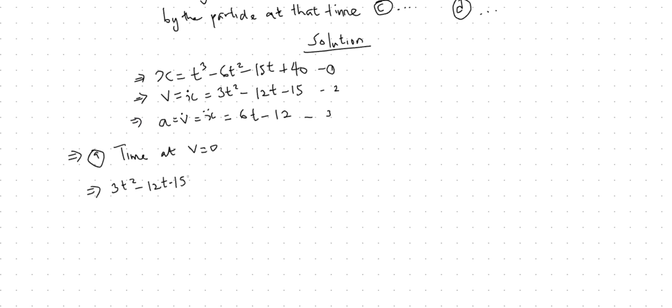Okay, because this is a quadratic equation, solving, I'm going to have two values for my time. I'm going to have my time to be minus 1 second, and I'm going to have my time to be plus 5 seconds.